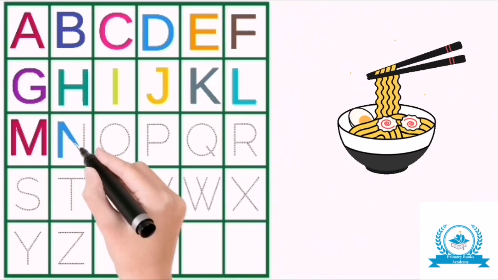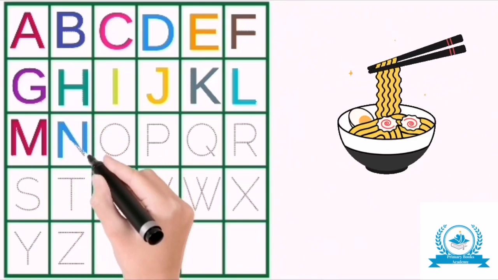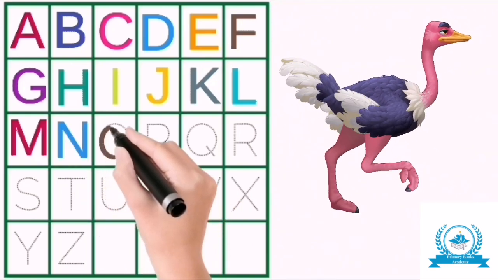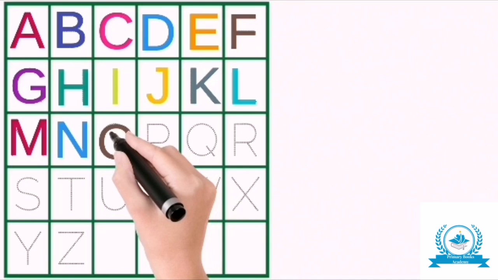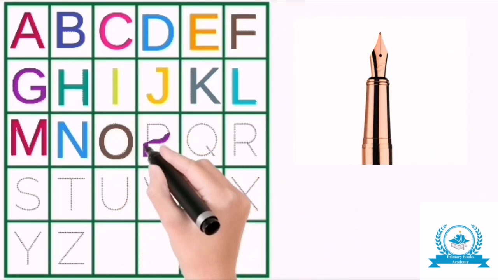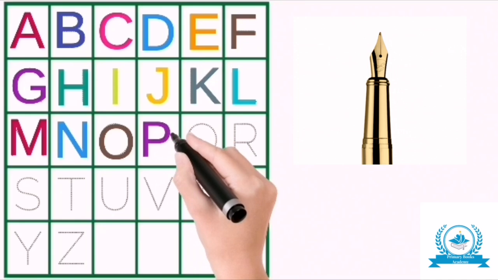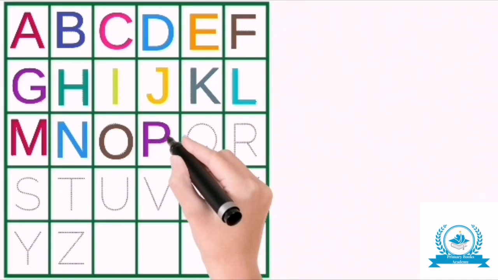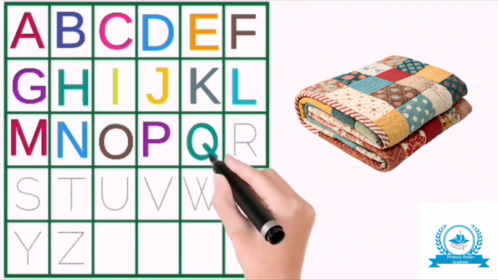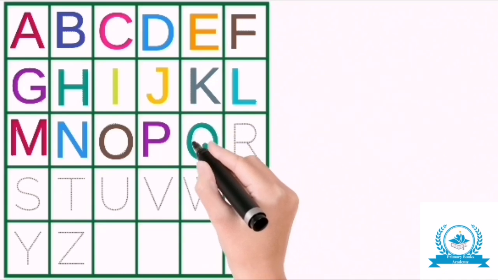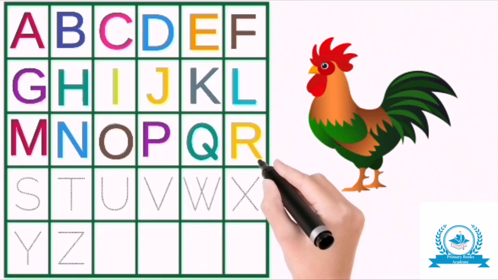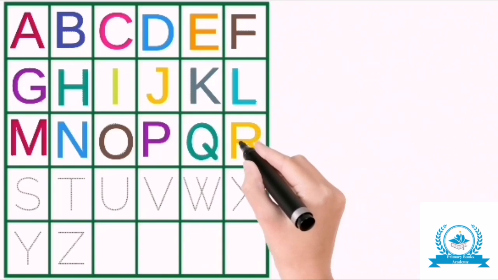N for noodle. O for ostrich. P for pen. Q for quilt. R for rooster.